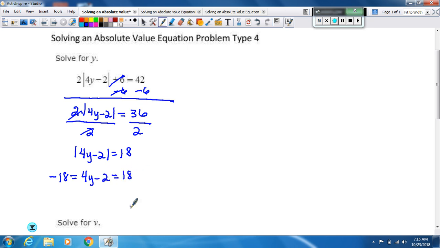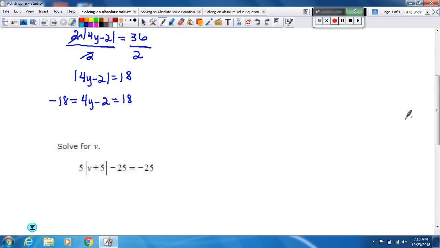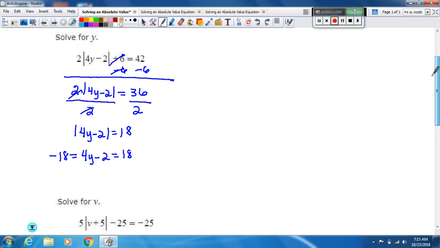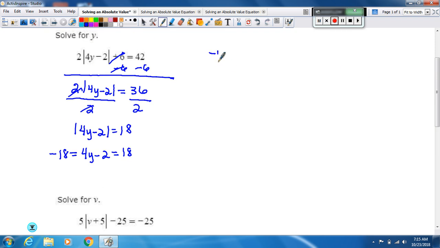Now you solve that. So the first step in solving that, because you're trying to get y by itself, is to add 2 to each piece. Let me come up here so I don't run out of room. So negative 18 equals 4y minus 2 equals positive 18. Okay, I'm going to add 2 to each piece.